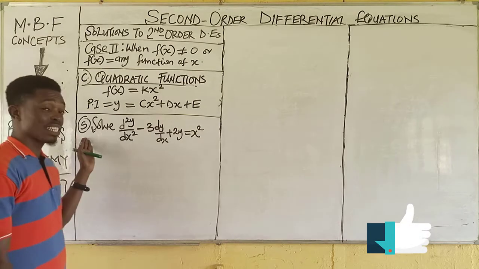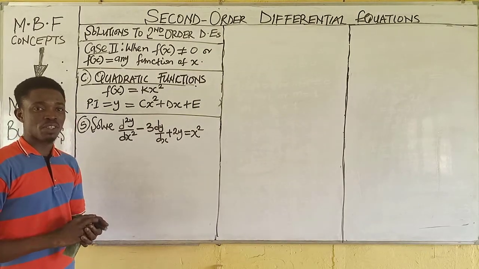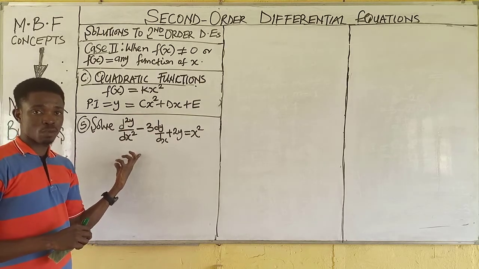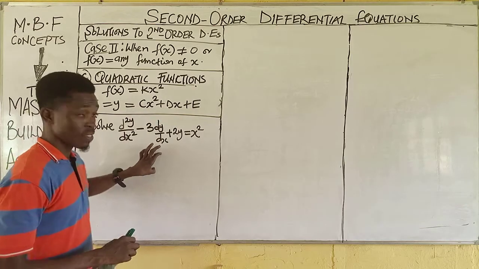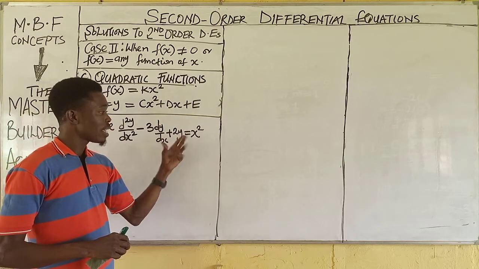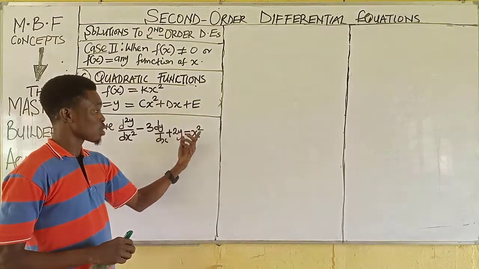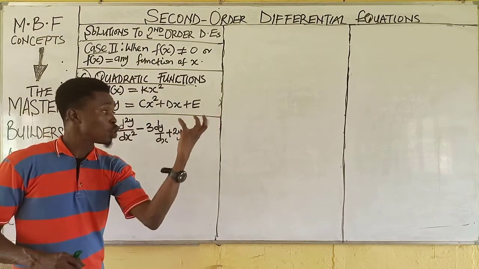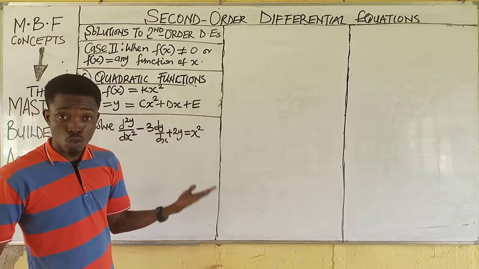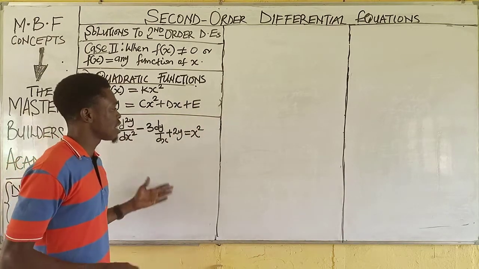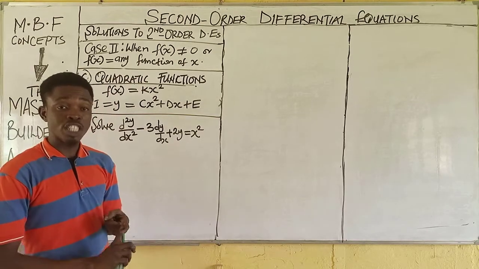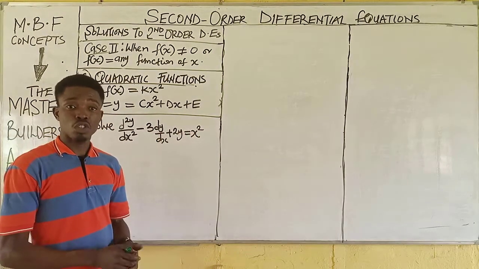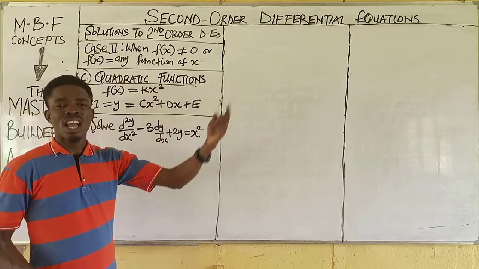Question number 5. Don't forget that this is a continuation class, so this happens to be question number 5 under case 2. Now, we are asked to solve d²y over dx² minus 3dy over dx plus 2y is equal to x², which is the quadratic. So, forget whether you have coefficients, forget whether you have other parameters. Your interest should be on the degree of x. The power of x is 2, so it is quadratic. Whether you have coefficients or you don't have, that shouldn't bother you. Your interest should be on the degree of x. So this is second degree, which is quadratic. And that's exactly what we have here as the quadratic function.